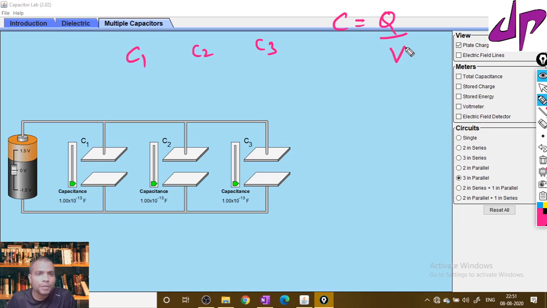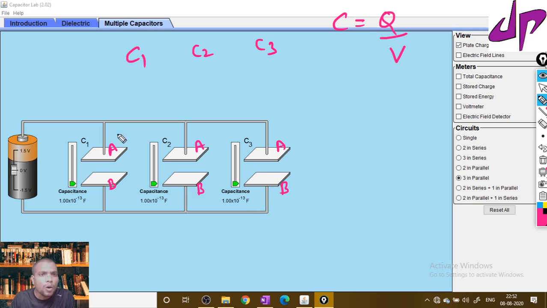First of all, what is a parallel combination? Here we can see all three capacitors are kept in parallel, side by side. One is parallel to another, and another is parallel to another. In a parallel combination, the key point to remember is this: suppose I call the first plate of capacitor C1 plate A and the other plate B, and for capacitor C2 also the first plate A and the second plate B, and this one is also A and B.